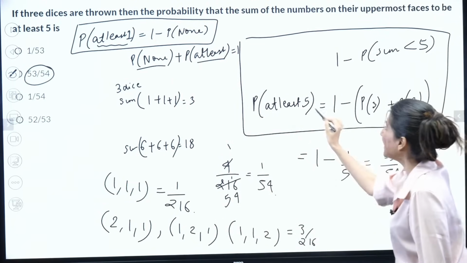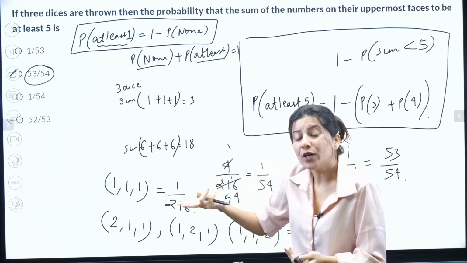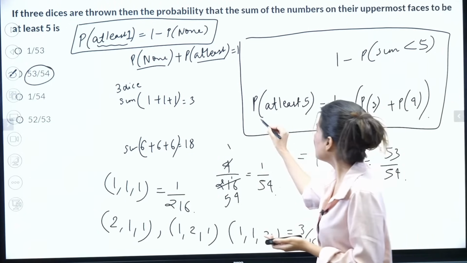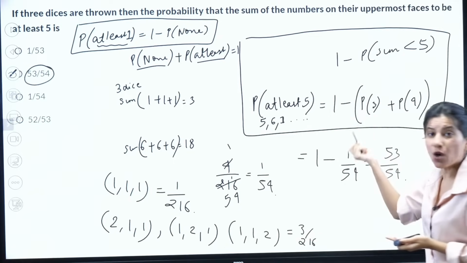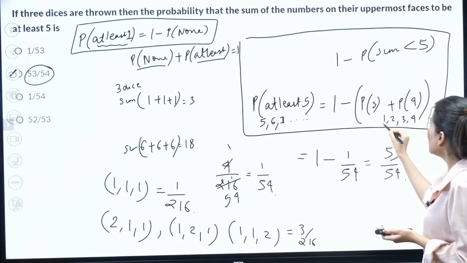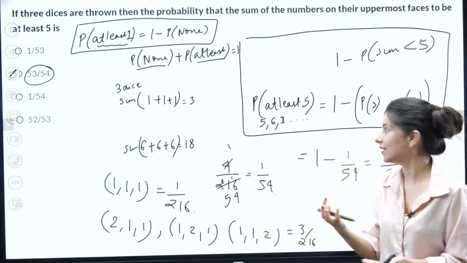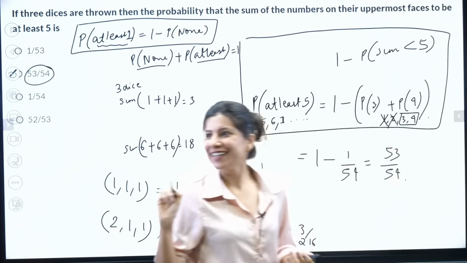Same, now at least 5. At least 5 means 5, 6, 7, 8, 9, 10. What is the opposite of this? 1, 2, 3, 4. At least 5 means 5, 6, 7 and so on. What is the opposite of it? 1, 2, 3, 4. That's it. But 1 and 2 I cannot get. If I throw 3 dice, minimum I should get 3. So it is just 3, 4. Okay, all right.